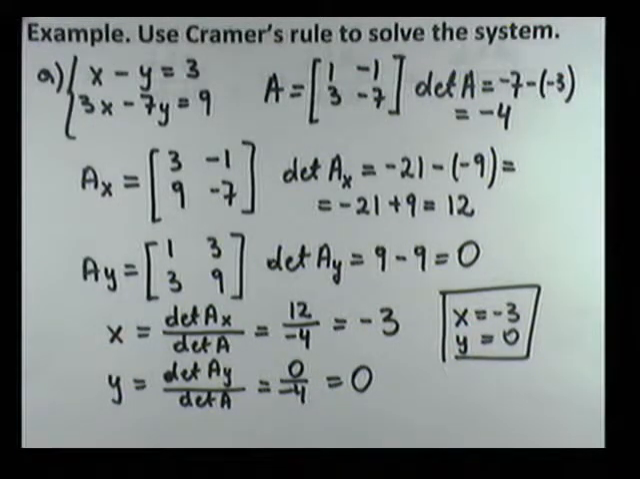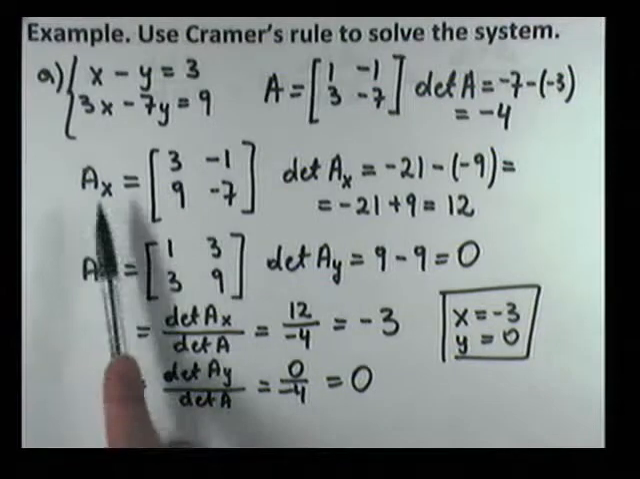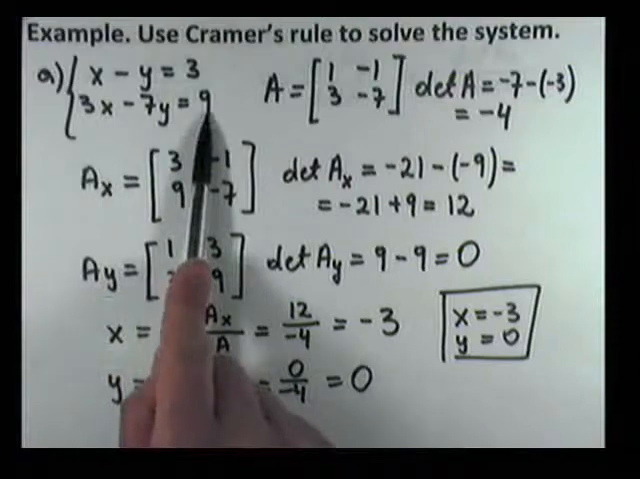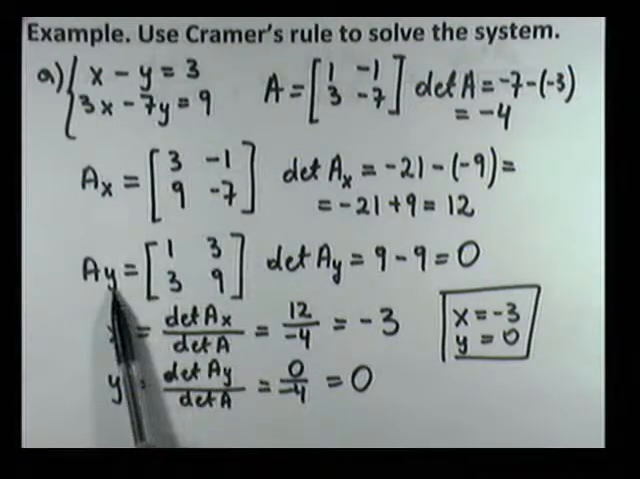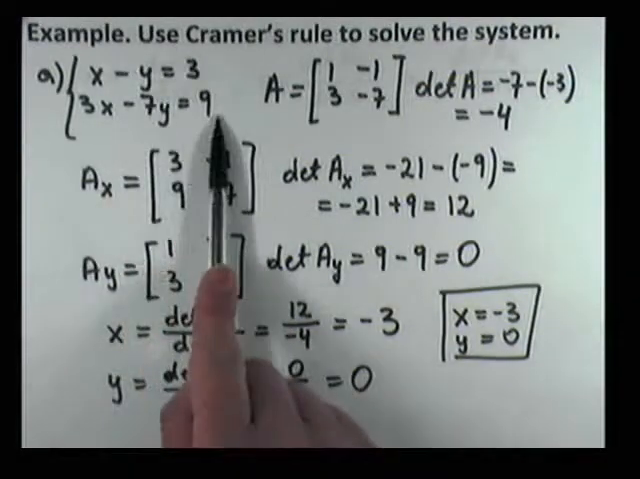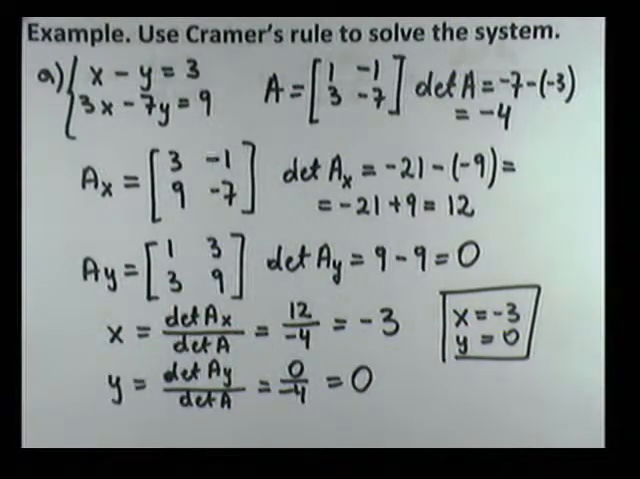I call those matrices A sub x, so you don't confuse. That means x is replaced. X is replaced by this column. A sub y, that means for y, then the y column is replaced by the 3, 9 column.